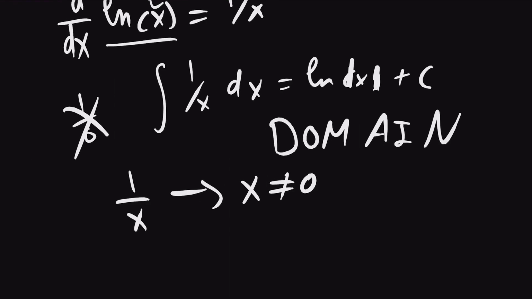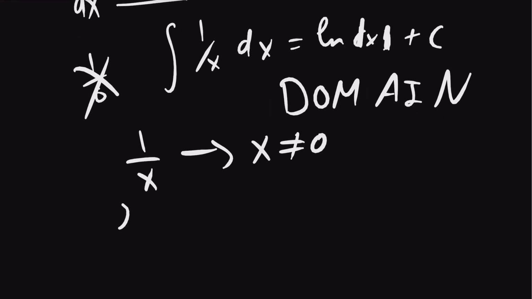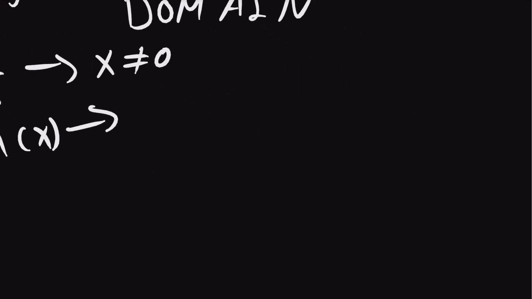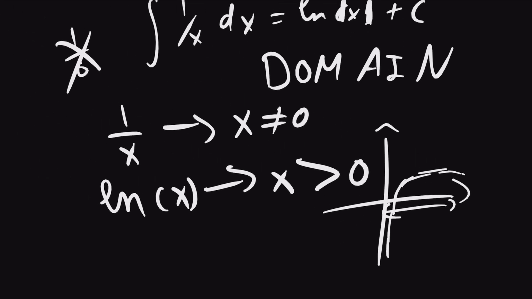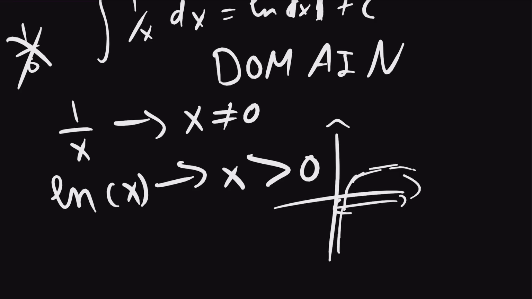Now if we take a look at the domain of the natural log, if we recall, if we have a graph of the natural log, that's going to look something like this. And so the domain, as we can see right here, is defined for all values x which are greater than 0. So here is where we see the discrepancy. Here is where we see the difference.